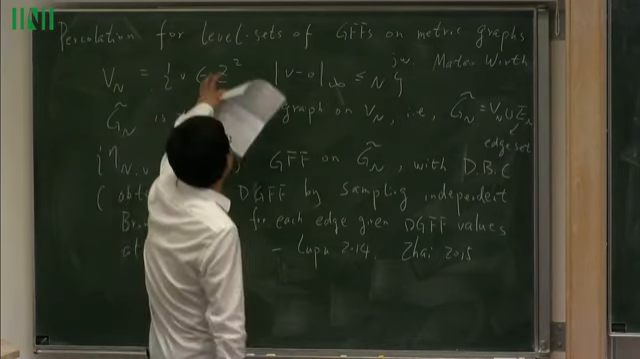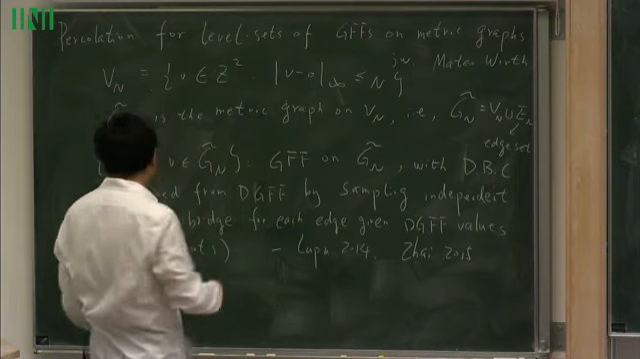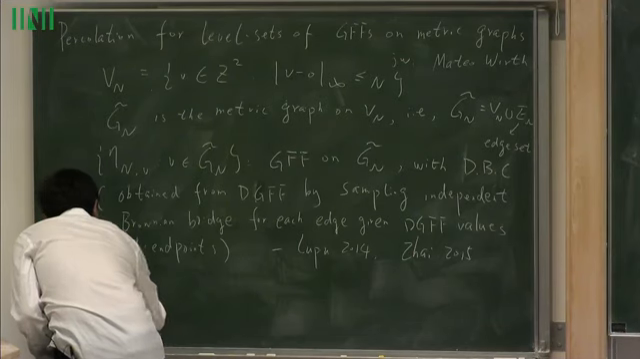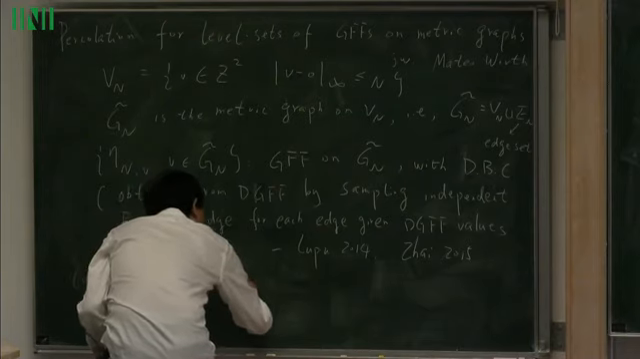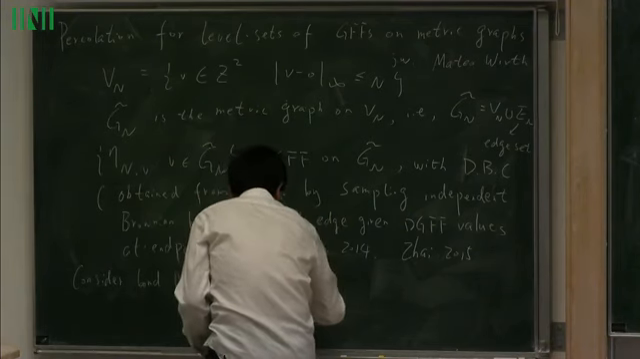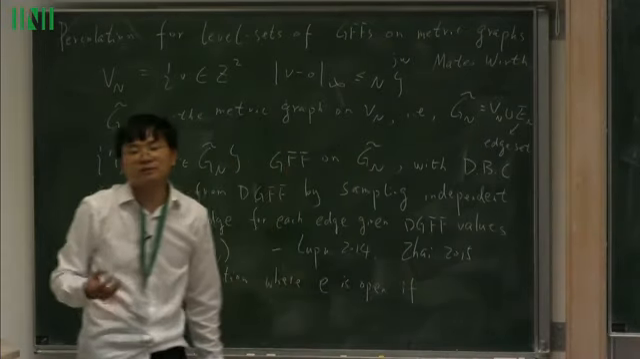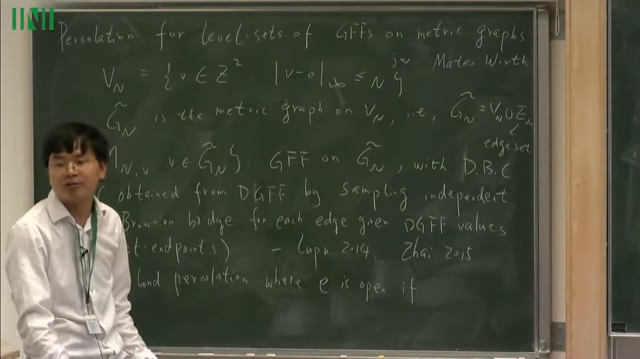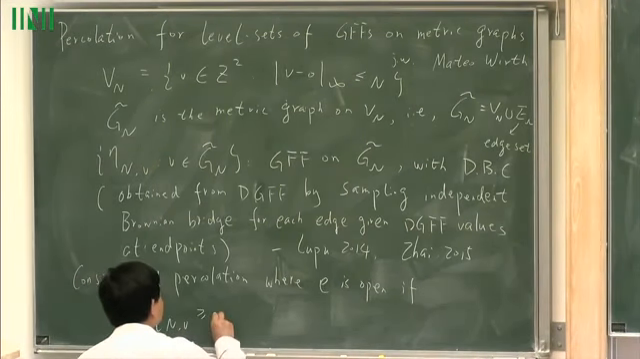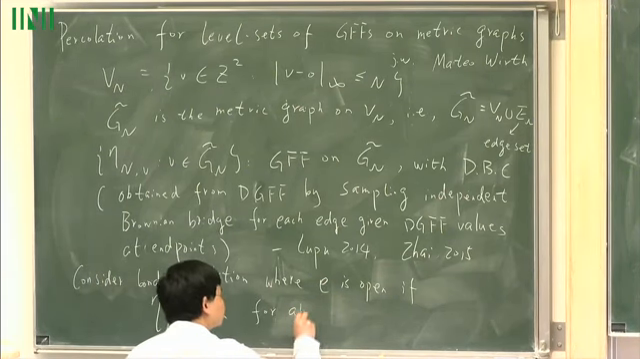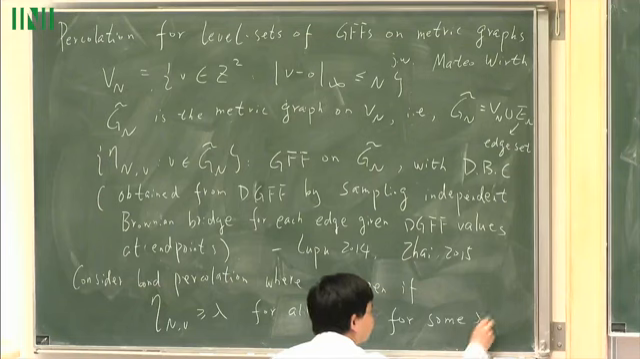And when I say percolation for level sets of Gaussian field on metric graphs, what do I mean? Well, we can just treat this as a bond percolation. We say each edge e is open if the Gaussian field at all the points on e is larger than a certain threshold lambda, for some threshold we take.